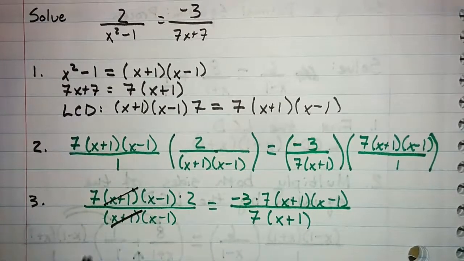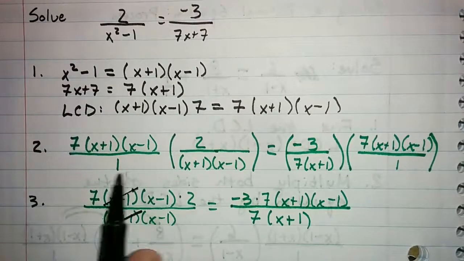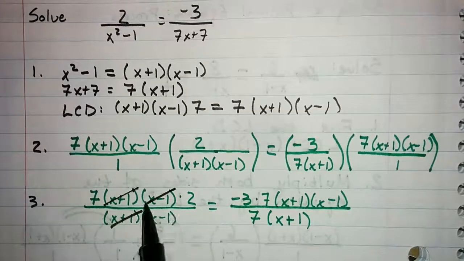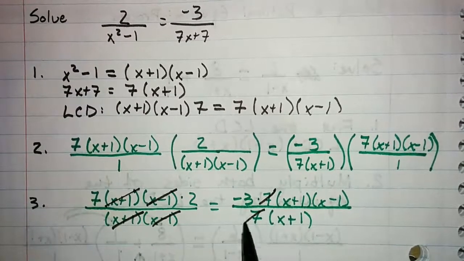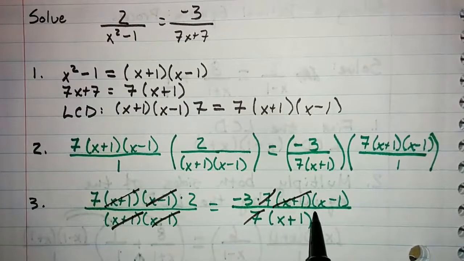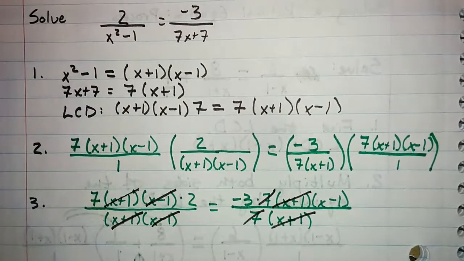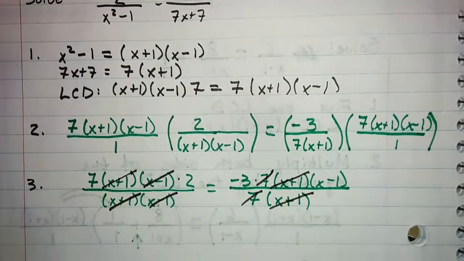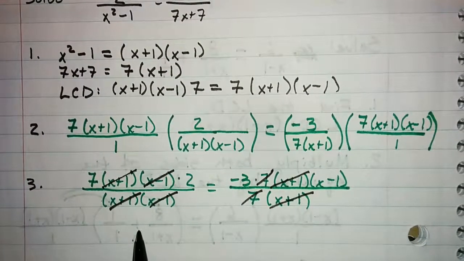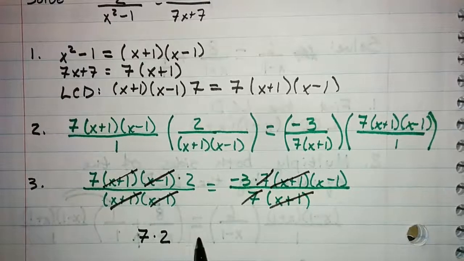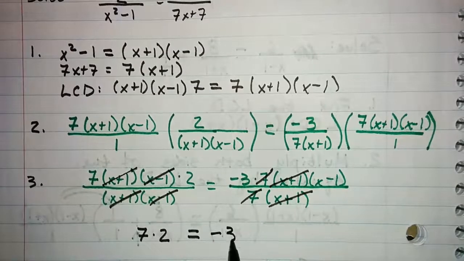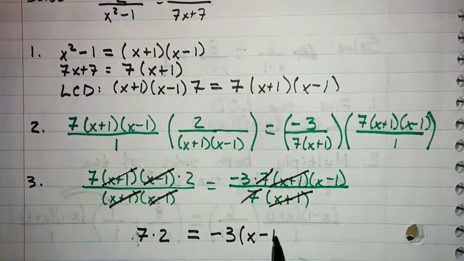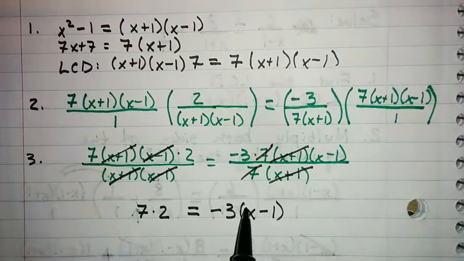Here I see x plus 1 is a common factor in this rational expression, as is x minus 1. Here I see 7 in common and x plus 1 in common. What does that leave me with? This rational expression becomes 7 times 2. This rational expression becomes negative 3 times x minus 1. Oh, this is going to be easy.